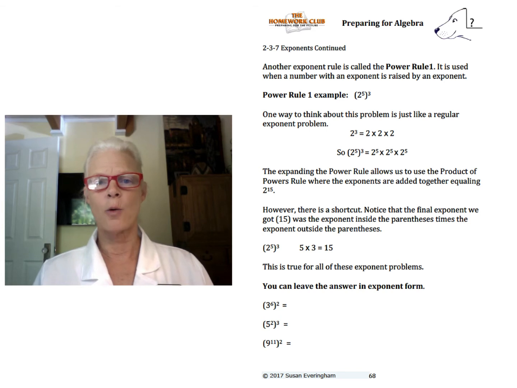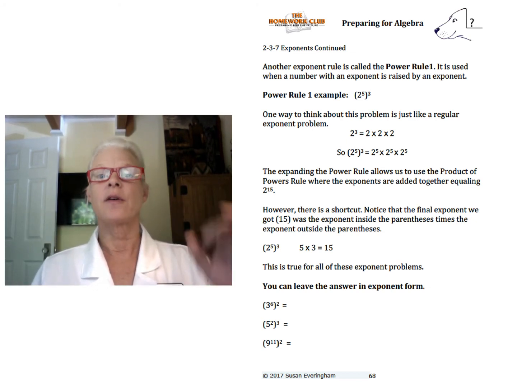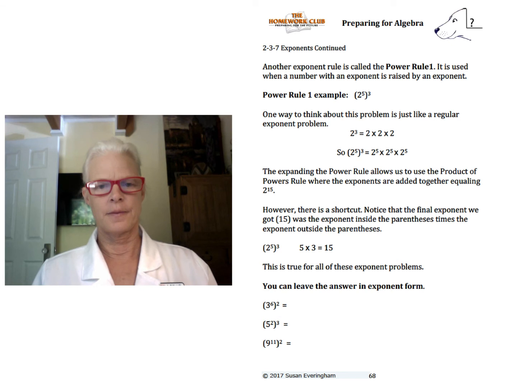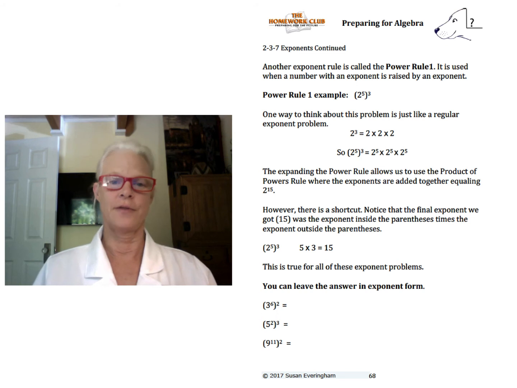We've got the power rule, continuing on with exponents. Power rule 1, example. So you've got 2 to the 5th to the 3rd, right? One way to think about this problem is just like a regular exponent problem. We've got 2 to the 3rd, which is 2 times 2 times 2. However, it's 2 to the 5th. So it's going to be 2 to the 5th times 2 to the 5th times 2 to the 5th.